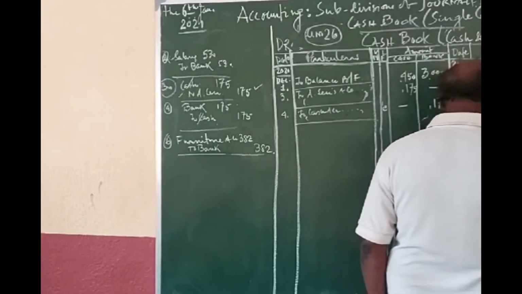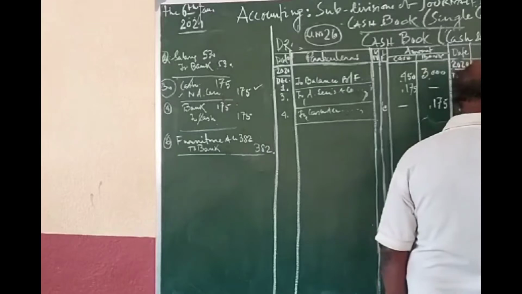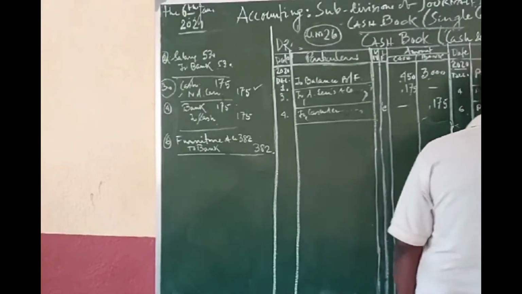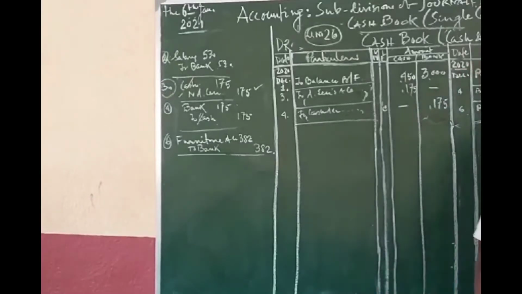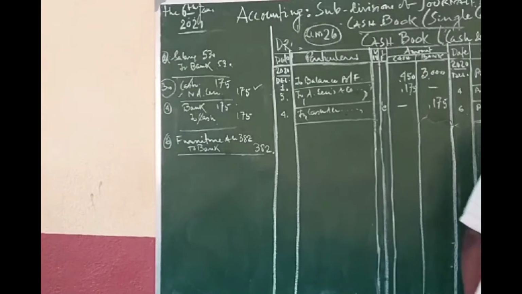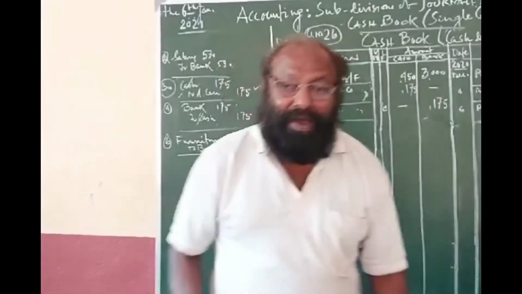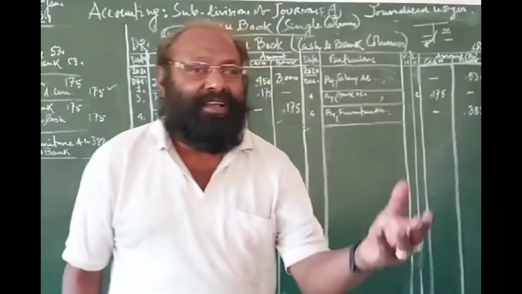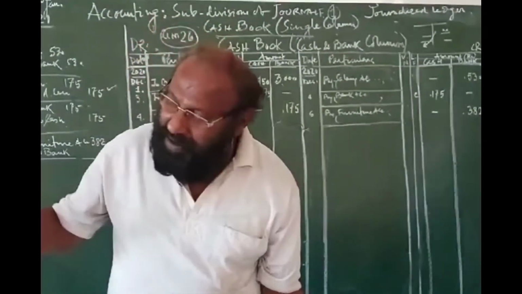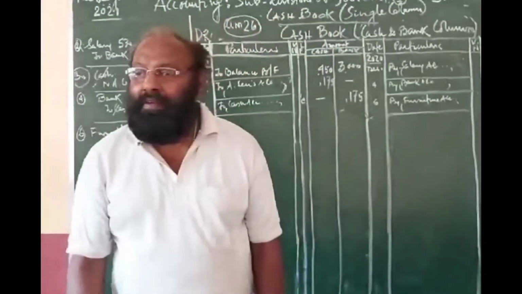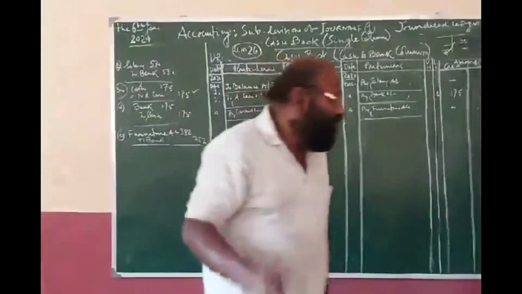Furniture, being the furniture purchased and paid by check, 382. Clear? Now you have understood that whenever you are paying by check, bank account should be credited. Whenever you are making payment through check, bank account should be credited.